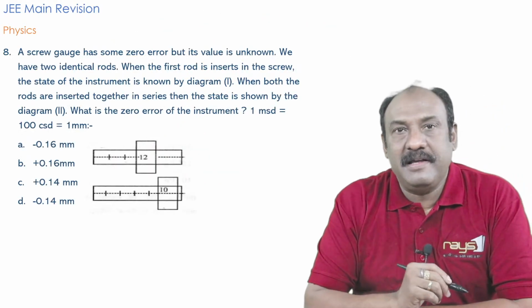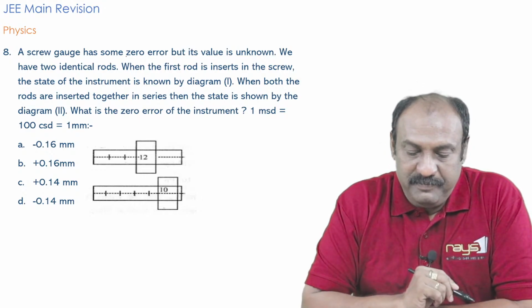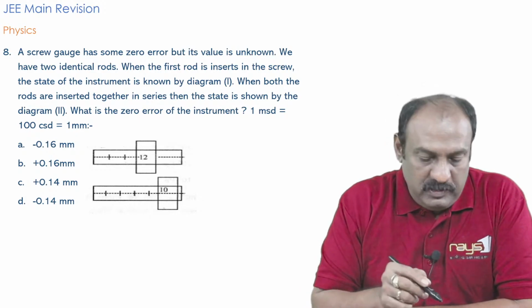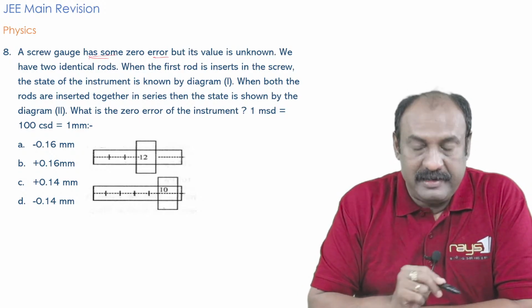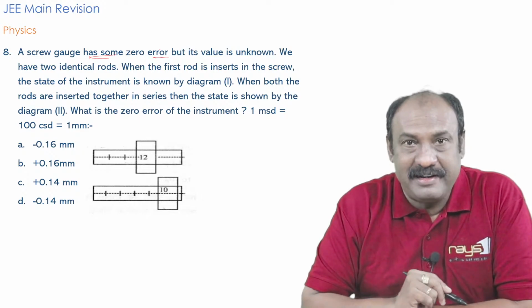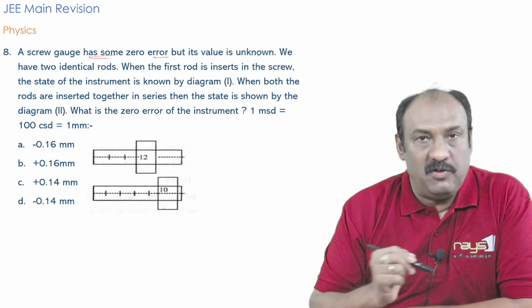Question number 8. A screw gauge has some zero error, but its value is unknown. So indirectly it is having some error, not equal to 0. Whether it may be positive or negative, we don't know. That is given in the data.